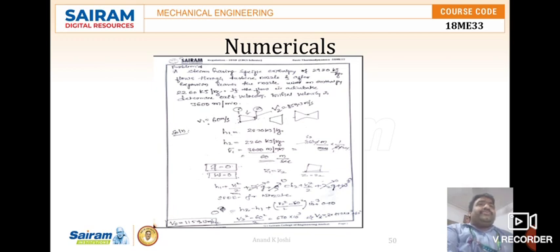After the expansion, it leaves the nozzle with an enthalpy of 2260 kilojoules per kg. Initially it is 2930 kilojoules per kg, and once the expansion takes place, it is 2260 kilojoules per kg. The phrase "if the flow is adiabatic" is very important. Why is the word adiabatic used?